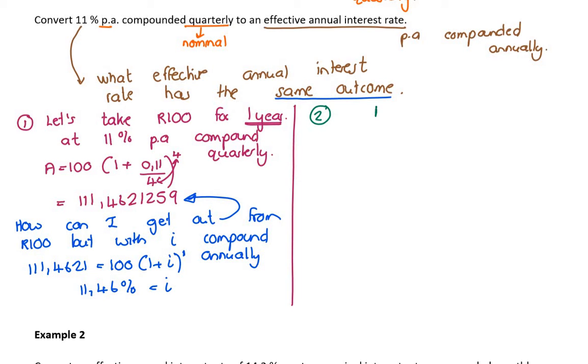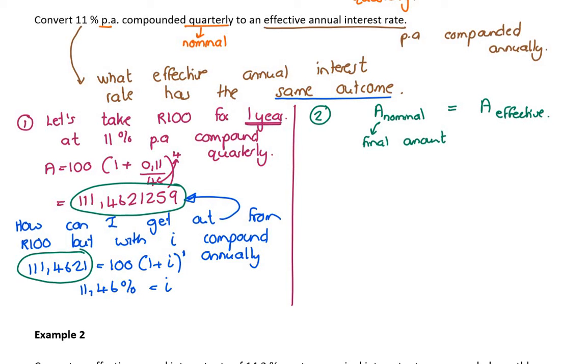What this is saying is you want your A value for your nominal interest rate. So that means your final amount, which we already know is 111 Rand, 46. You want that equal to your final amount of your effective. So it's on the same idea. It's saying that this final amount on my nominal, I want it equal to the same thing as the final amount on my effective.